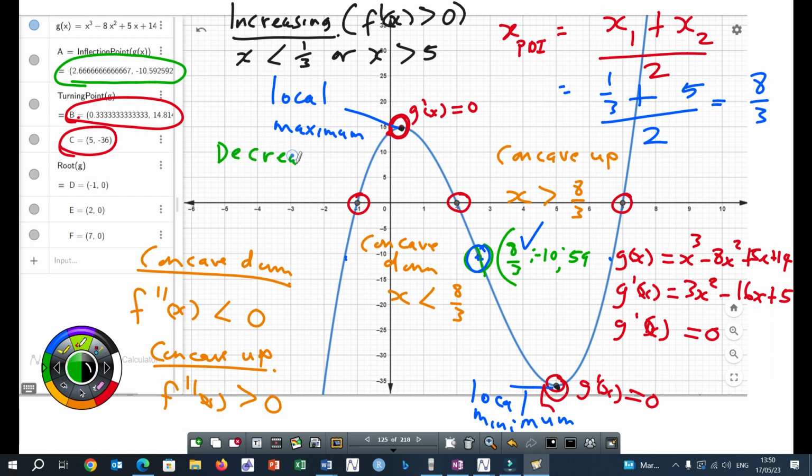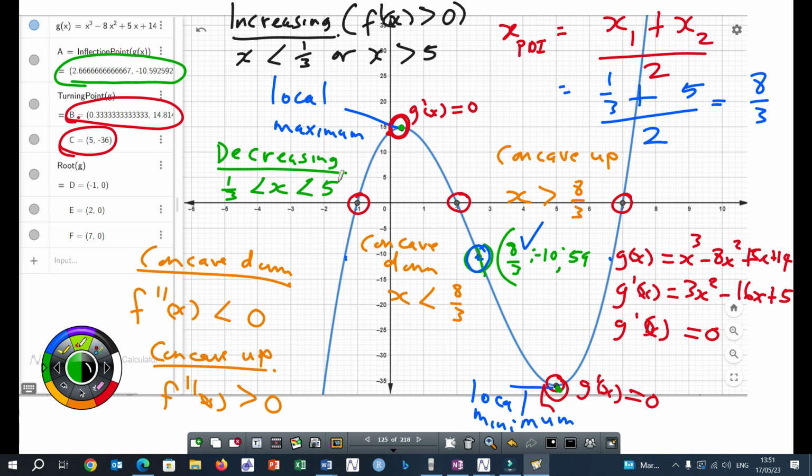So it's decreasing when the y values are decreasing. The y values are decreasing from here all the way up to there. Which means our two values of x, the lower limit and the upper limit, are going to be: a third is less than x is less than 5.